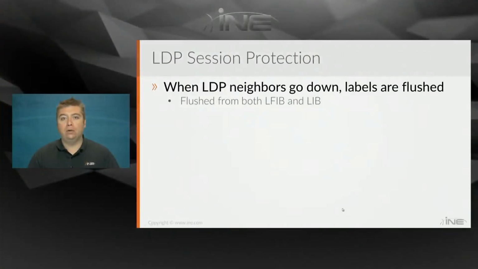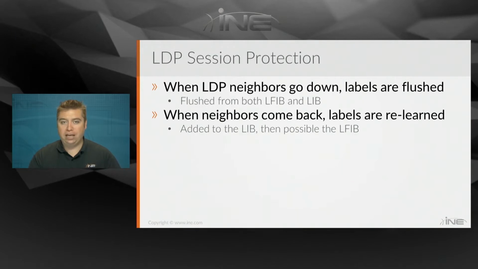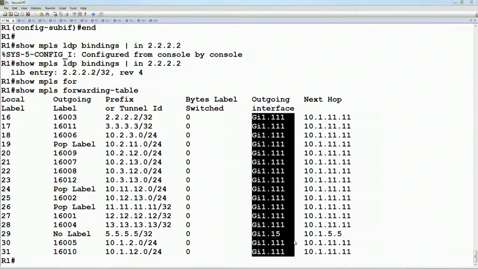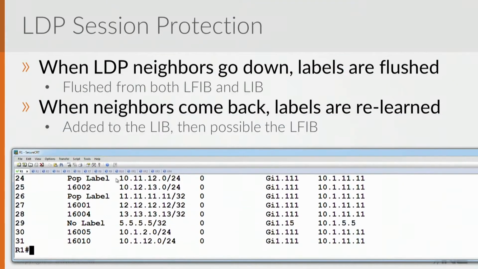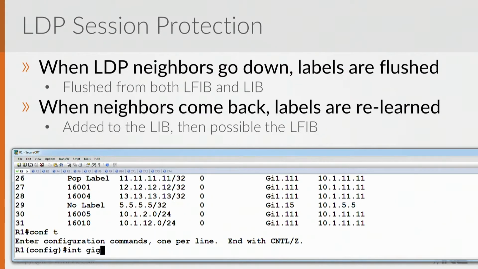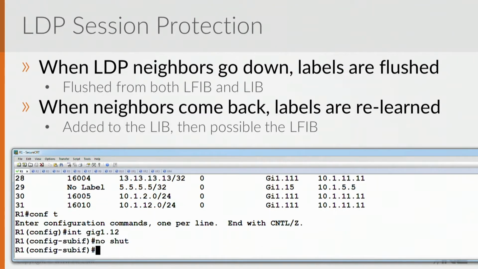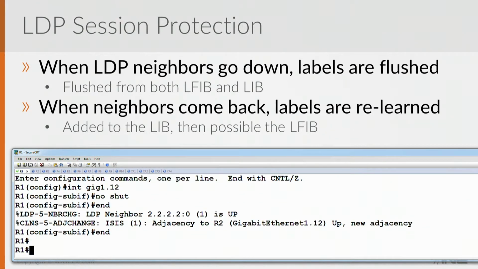This is what you would expect. It's the same as regular IGP convergence or BGP convergence. If the link between the neighbors goes down, you should withdraw the routes. Then when the link or the neighbor comes back, you reinstall the routes and do the label exchange again between the neighbors. So in this case, the neighbor comes back, and we go to router 1 and re-enable the link.